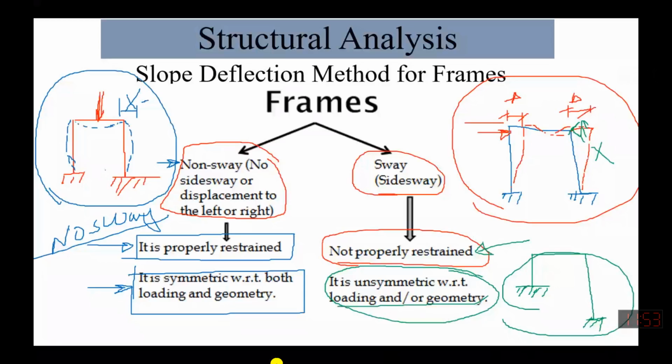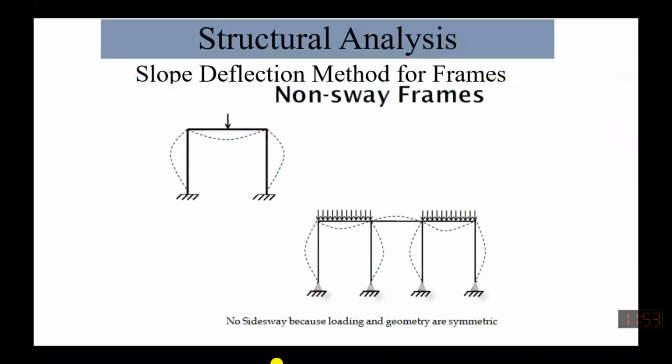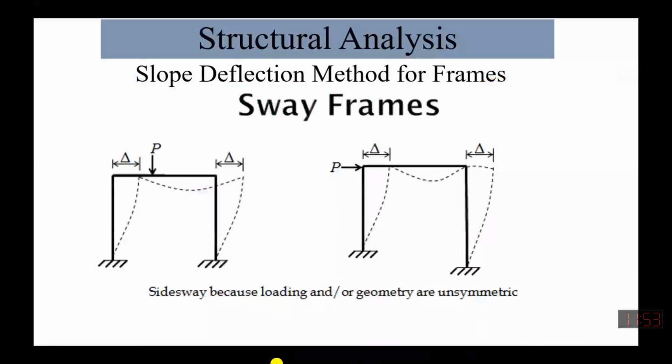So there are three conditions by which we can say the frame will exhibit sway or no sway formation. These are some examples of when the structure will be in no sway formation, so those structures will be no sway frames. Then there are cases where sway will happen. So this is our example for the frames now.